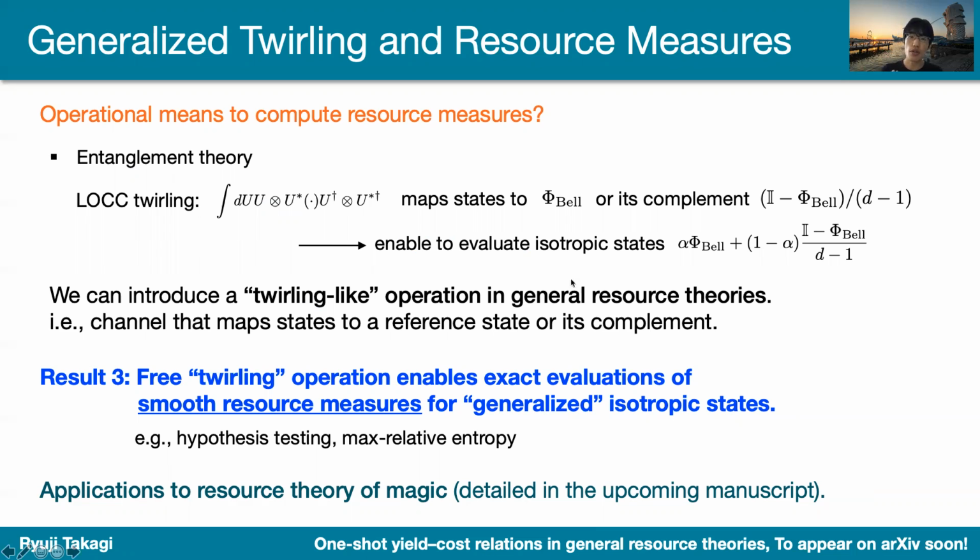We use this insight and extend it to general resource theories, where we introduce a twirling-like free operation in general resource theories, and we can use that to exactly evaluate some resource measures for the generalized isotropic states. These smooth resource measures include the hypothesis testing measure and the max-relative entropy measure, which generally involve quite complicated optimizations, but now we can get exact analytic evaluations using this trick. We indeed apply that to the resource theory of magic and get some non-trivial evaluations of the magic of some resource states. We also discussed some technical contributions that might be useful in other settings in the manuscript. The manuscript should be up quite soon, so please take a look if you're interested.